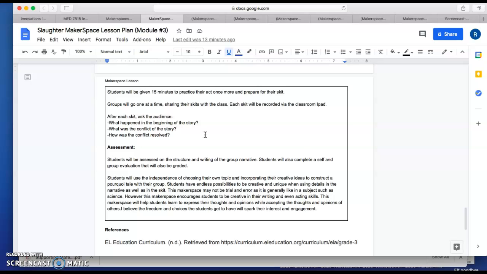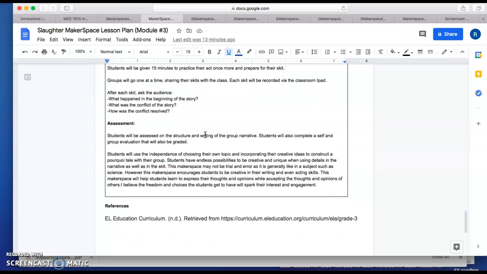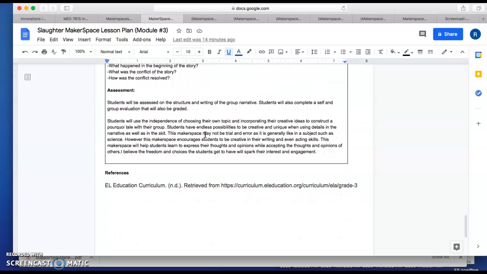So after each skit, I will be asking the audience what happened in the beginning of the story, what was the conflict of the story, and how was the conflict resolved. So that'll keep the audience engaged. And then for the assessment, students will be assessed on the structure and writing of the group narrative. Students will also complete a self and group evaluation that will be graded. So seeing that recording will help them to jog their memory and self-assess themselves and their group.